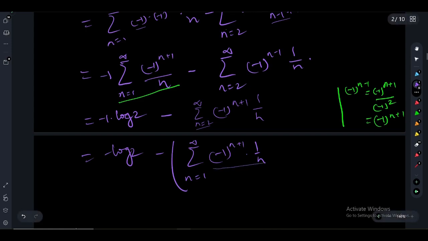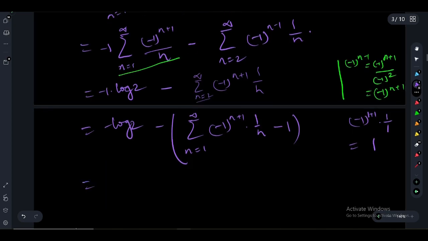So let me find the value of this expression so that I can subtract it from the whole expression. This is minus 1 whole to the power, substituting n equals 1, into 1 by 1. So this gives us 1. Since we have added 1 into this expression, we have to subtract it from the expression. So this gives us minus 1. From that I can say this is minus log 2 minus the summation of n equals 1 to infinity minus 1 whole to the power n plus 1 into 1 by n, minus 1.